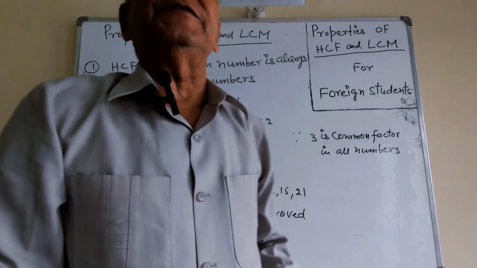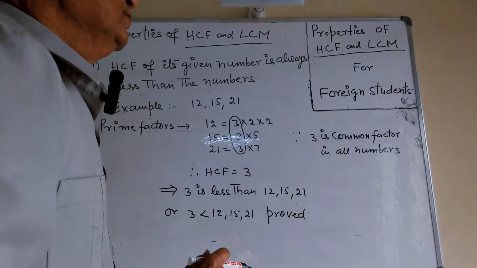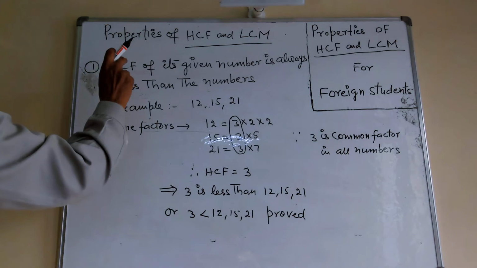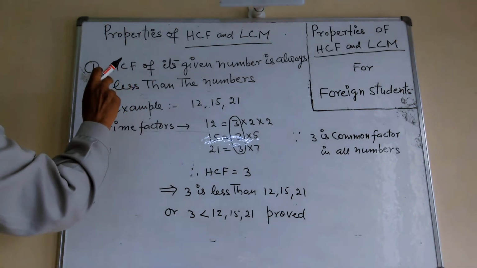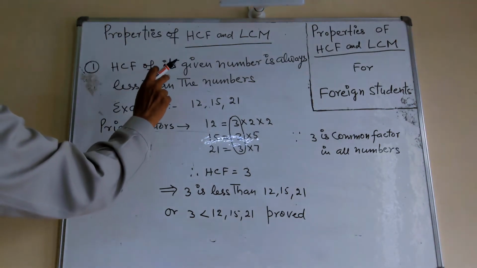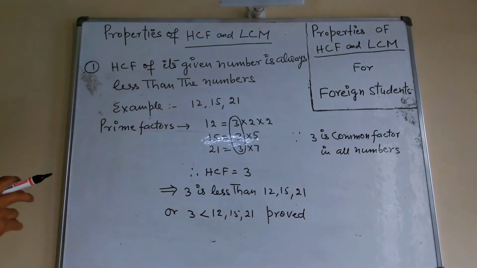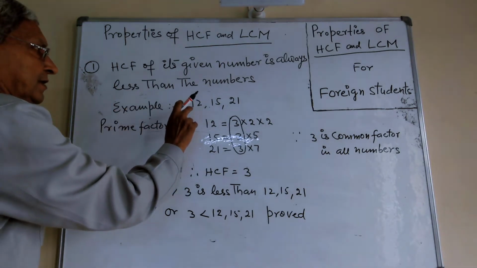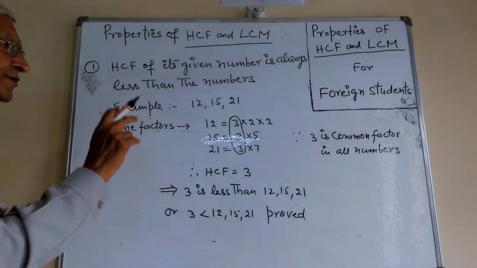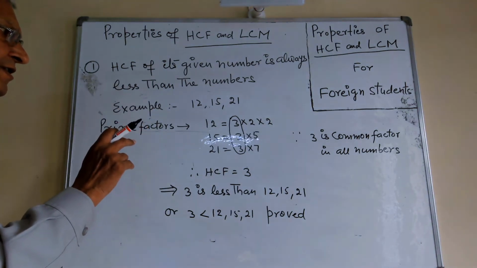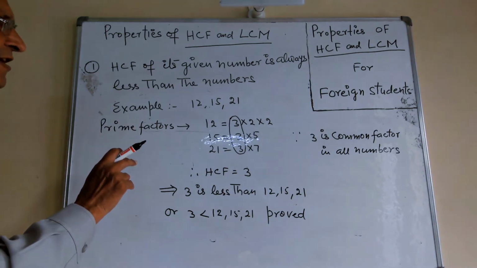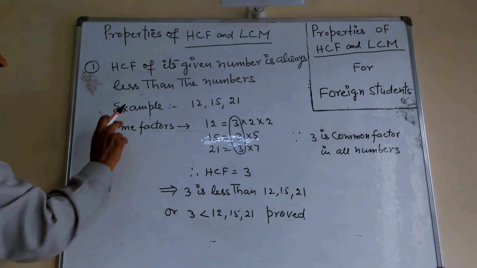My dear students, today I am going to teach you properties of HCF and LCM. The first property of HCF is that the HCF of the given numbers is always less than the numbers. My dear students, if you take three numbers and find out the HCF of these numbers, you will see the HCF of these numbers is less than all the given numbers. Example.